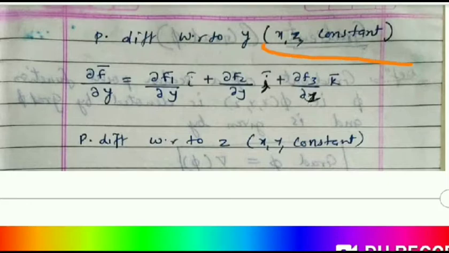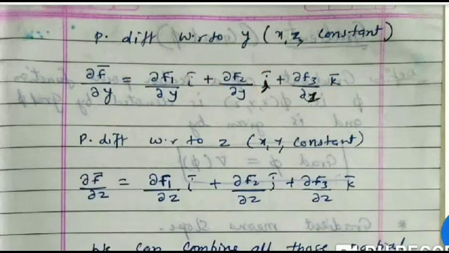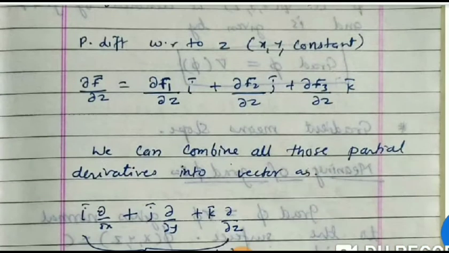So the partial derivative of f bar with respect to y, del f bar by del y, equals del f1 by del y i bar plus del f2 by del y j bar plus del f3 by del y k bar. Again take partial differentiation with respect to z, keeping x and y constant. So the partial derivative of f bar with respect to z is del f bar by del z equals del f1 by del z i bar plus del f2 by del z j bar plus del f3 by del z k bar.